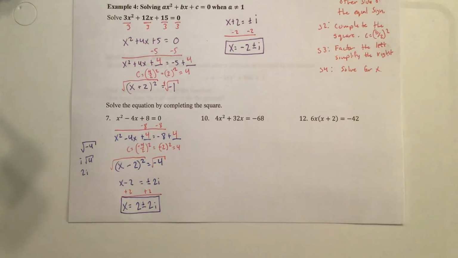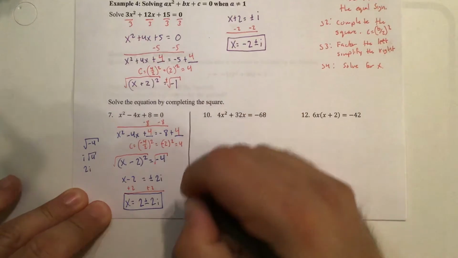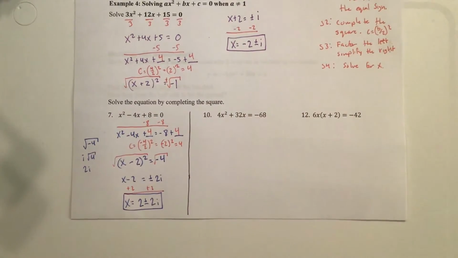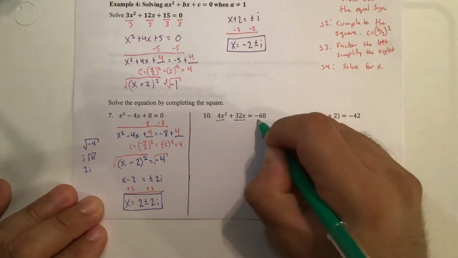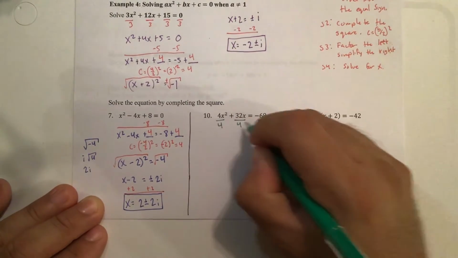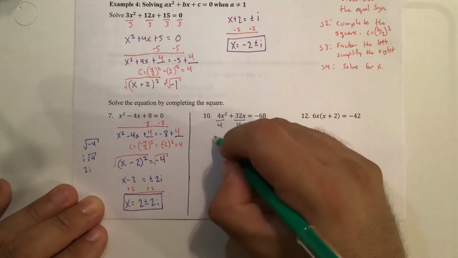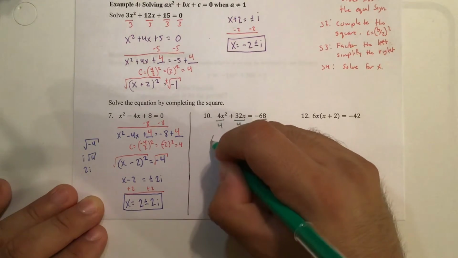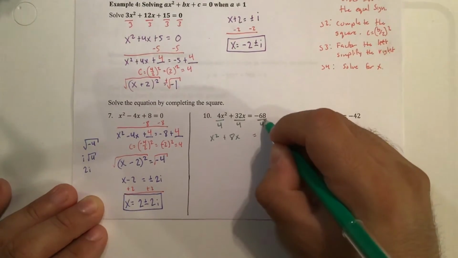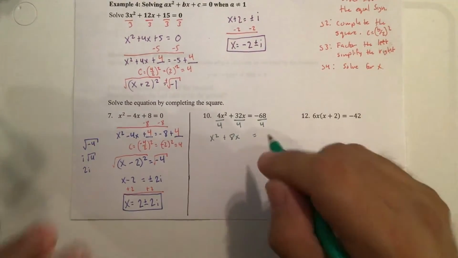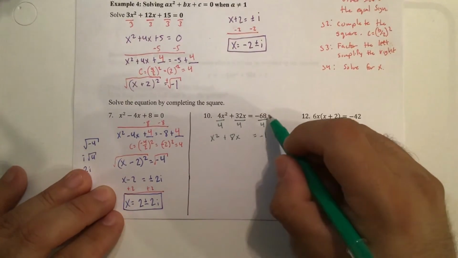All right, let's take a look at the next problem, number 10 here. All right, so for this one, first off, we're going to divide everything by 4 because a is not 1. So we're going to divide everything by 4. So 4x squared divided by 4 is x squared. 32x divided by 4 is 8x. And negative 68 divided by 4 is going to be negative 1, 7.